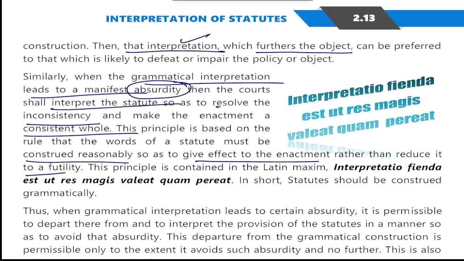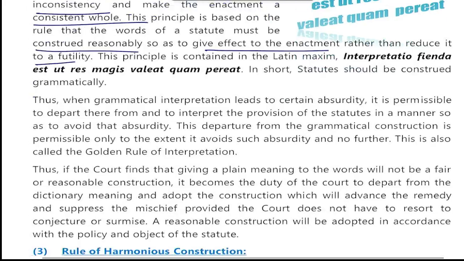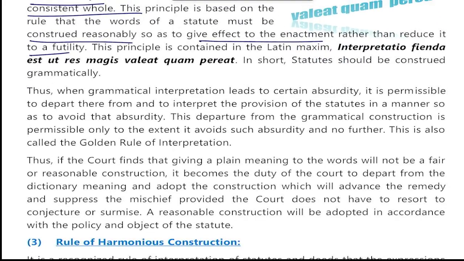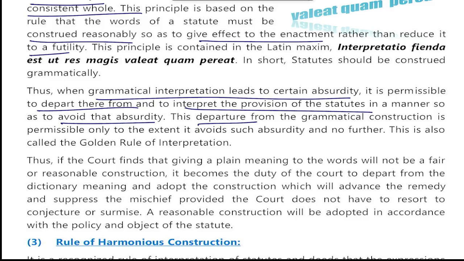Similarly, when grammatical interpretation leads to manifest absurdity, then court shall interpret the statute to resolve that inconsistency and make the act more consistent. Okay. So these are all the points. Next, again, same song they are repeating again and again. When the grammatical interpretation leads to absurdity, court will depart from it and interpret the provision of statutes in a manner which will avoid the absurdity. This departure, means going away from grammatical construction, is permissible only to the extent it avoids such absurdity and no further. This is also called the golden rule of interpretation.